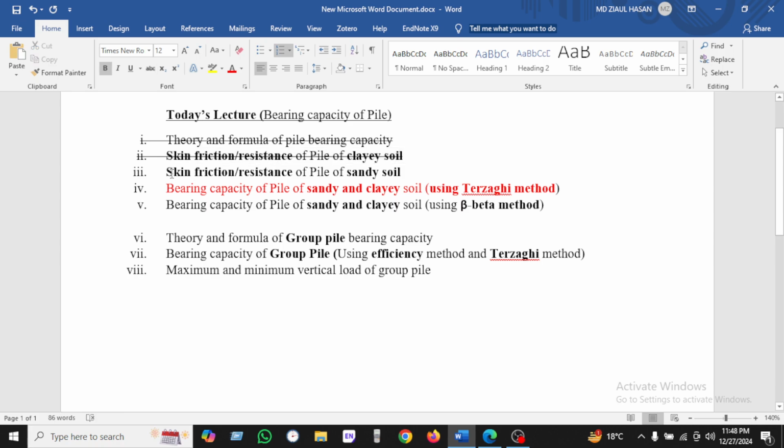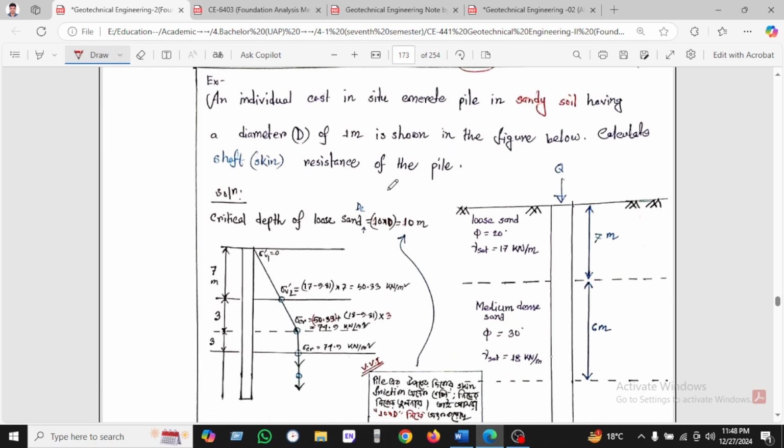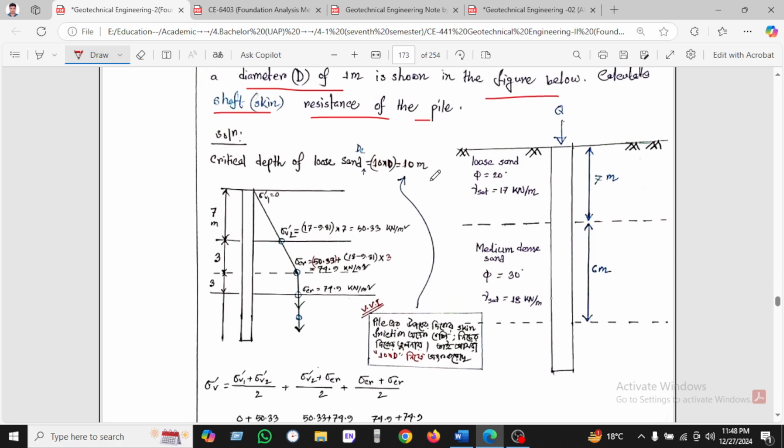Now the skin friction resistance of a pile in sandy soil. So let's see the sandy soil. This is the sandy soil equation. An individual cast in situ concrete pile in sandy soil, having the diameter shown and the friction angle below. Calculate the shaft skin resistance of the pile. So we will see only the skin resistance. There are two layers, 7 m and 6 m, loose soil and medium soil.